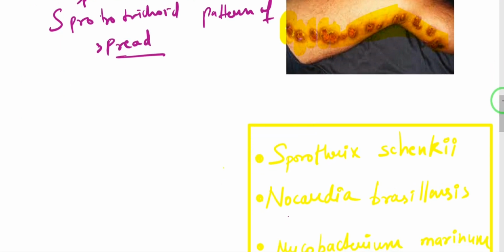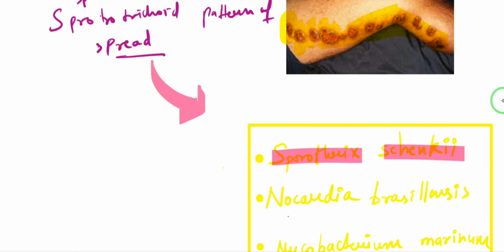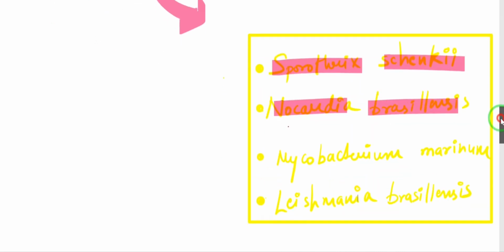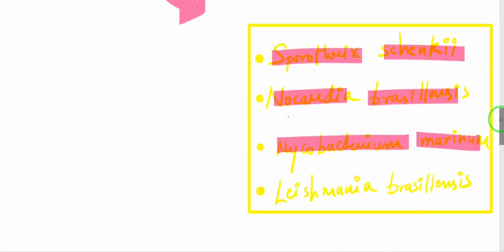This sporotrichoid pattern of spread can also be seen in Sporothrix schenckii, like we just saw, and it is also seen in case of Nocardia brasiliensis, Mycobacterium marinum, and Leishmania braziliensis. These are the common causes of the sporotrichoid pattern of spread.